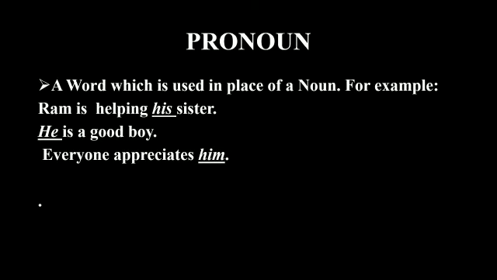For example, Ram is helping his sister. He is a good boy. Everyone appreciates him. In these 3 sentences, there is discussion about a boy named Ram. In the first sentence, Ram is helping his sister. The word his is underlined. This his is used for Ram's, but we haven't said Ram's sister. In the second sentence, he is a good boy, meaning Ram is a good boy. And in the third sentence, everyone appreciates him. Him is used in place of Ram.